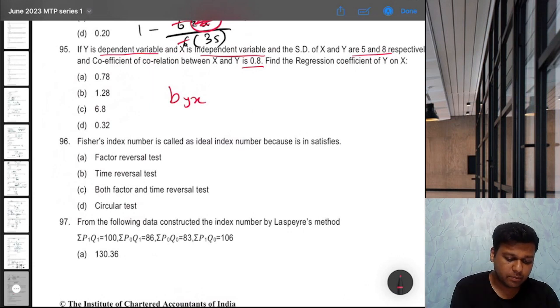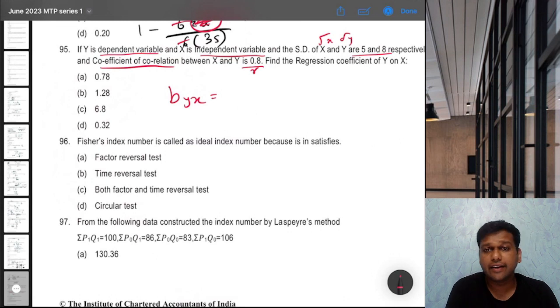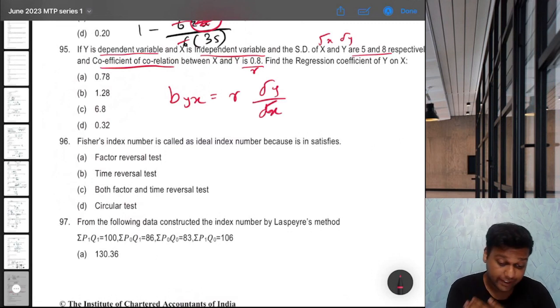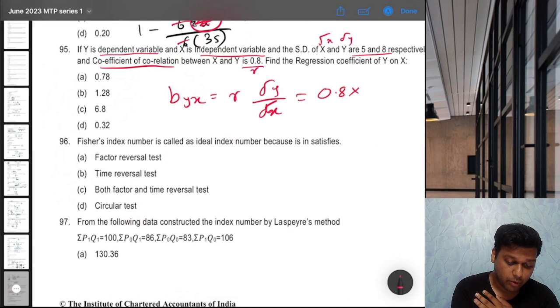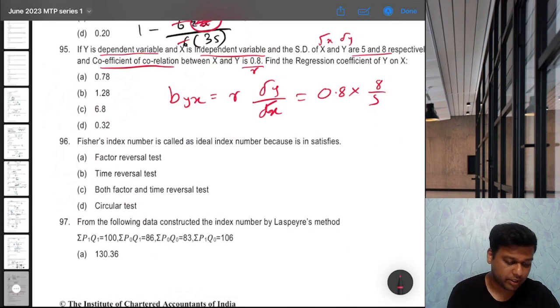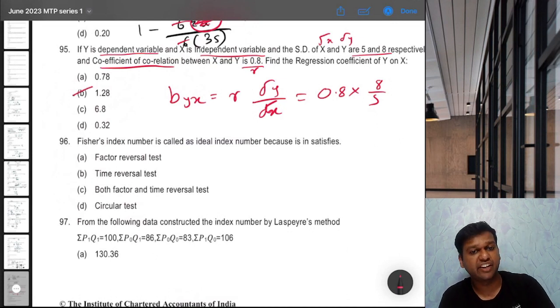Okay, what is byx? Using r, coefficient of correlation is r, right? And we have SD of x and SD of y. So using that, we have one formula which is r sigma y upon sigma x, right? So you can directly find it. 0.8 into 8 by 5, that is 1.28. Option B is the correct answer for question number 95.